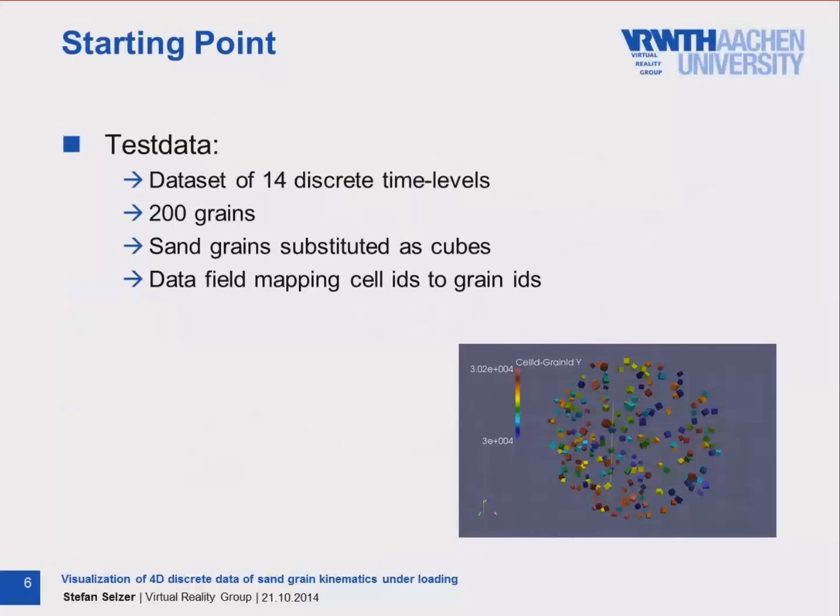Project progress is this. We had as a starting point some test data. It consisted of 14 discrete time levels, each of which had 200 grains. The sand grains were substituted as tubes, as you can see in the image below, and we had a data feed mapping the cell IDs to the grain IDs.